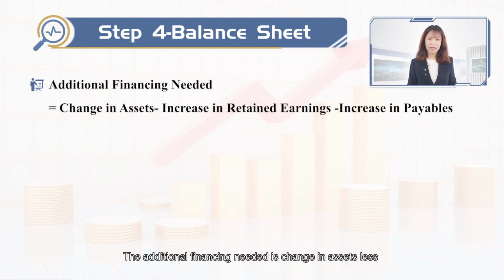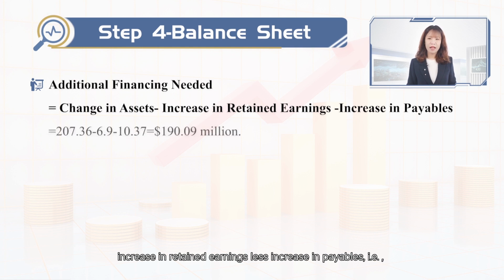The additional financing needed is change in assets less increase in retained earnings less increase in payables. That is 207.36 minus 6.9 minus 10.37 and is $190.09 million. So there will be a need for an additional $190.09 million in external financing.